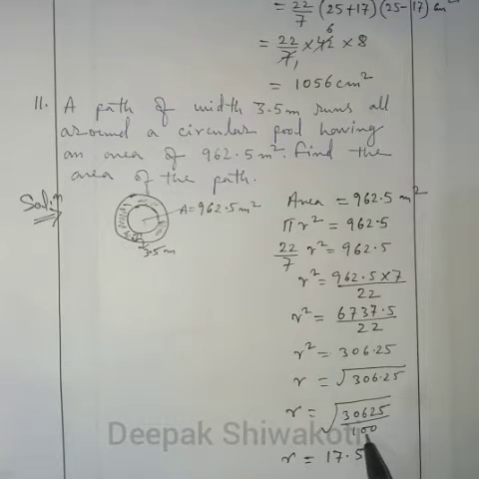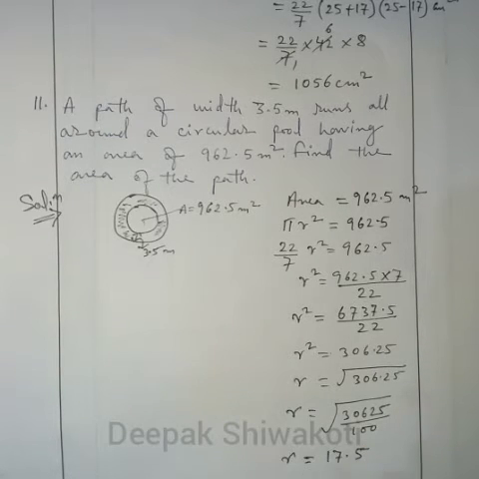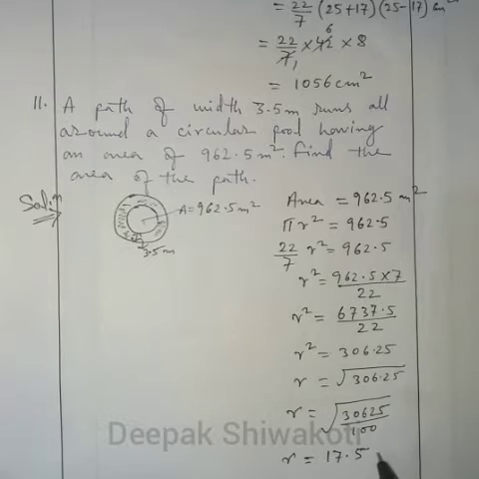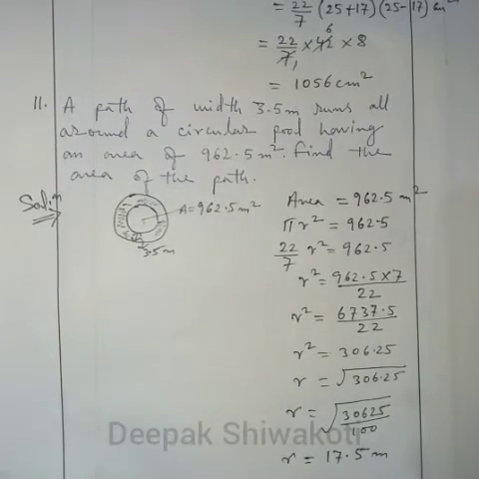The square root of 100 is 10, and the square root of 175 is, in decimal, 17.5. So the radius of this circular pool is 17.5 meters. Now that is small r.